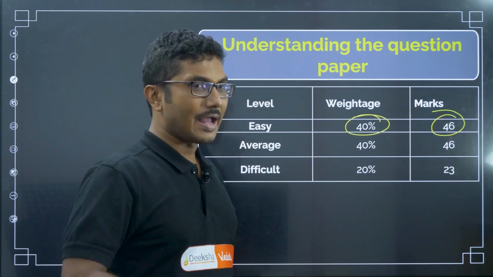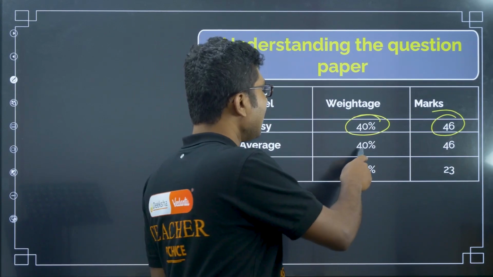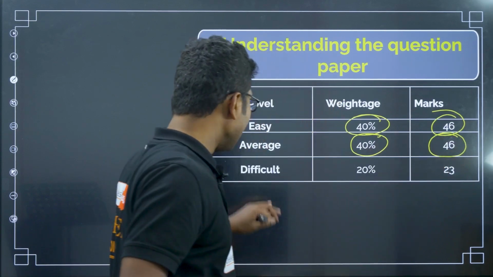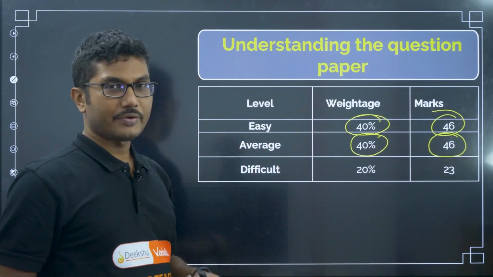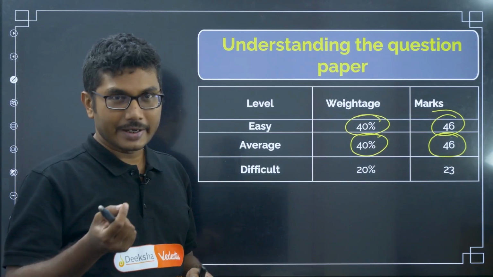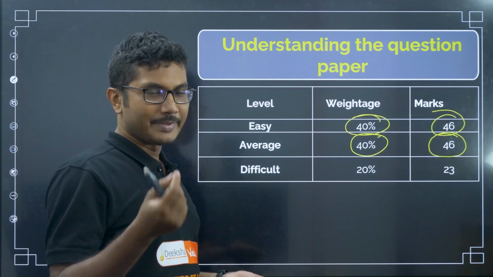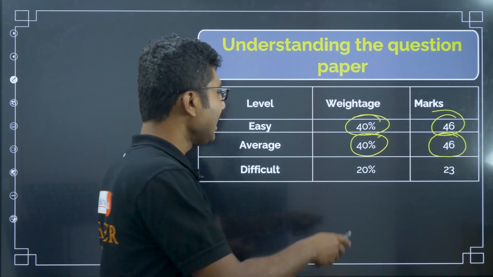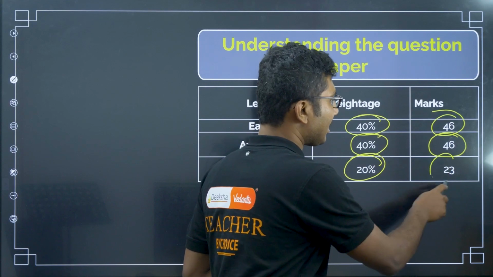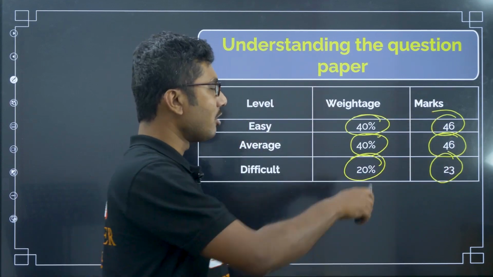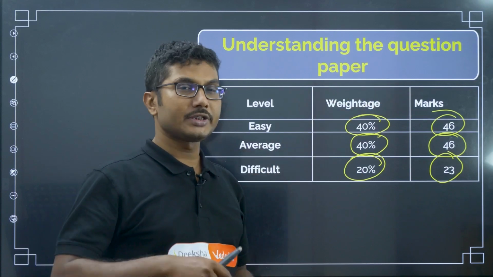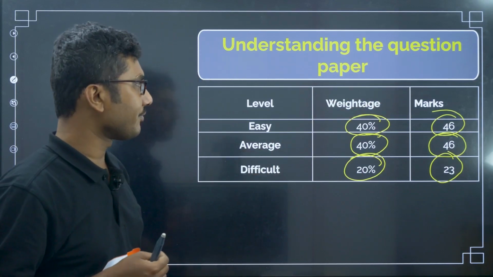Average means a little bit more difficult than easy. Those questions are also 40%, again 46 marks. Difficult questions are where you have to use your head and do a lot of calculations. Basically these are mainly numericals and some MCQs. 20% of the questions are difficult, so 23 marks is coming. This is also based on total marks, not out of 70. It is the total number of questions including everything, including the extra questions as well.